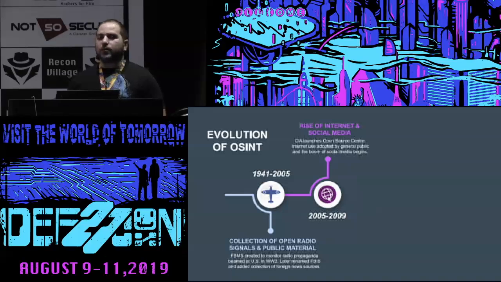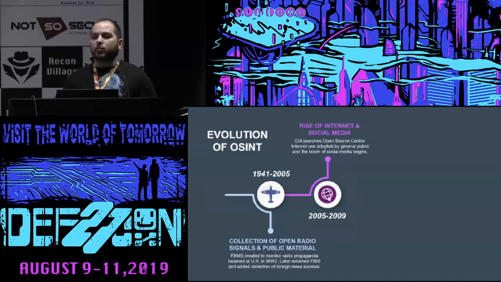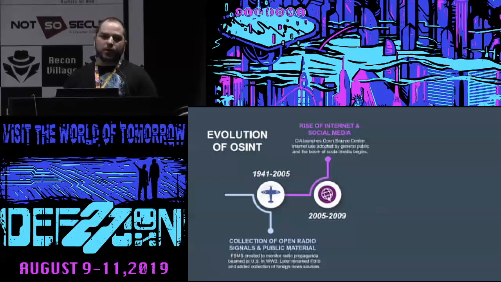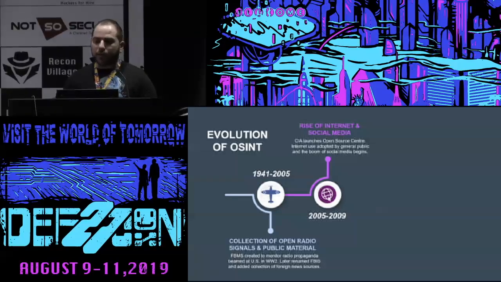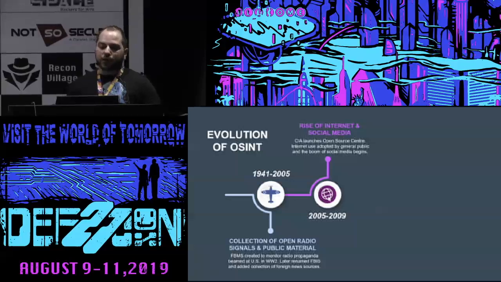Also around this time period, we had the CIA open up the Open Source Center, where the government was actually interested in taking advantage of all these new sources of open source intelligence, collecting it from digital media and all of that, and starting to catalog that for their purposes.